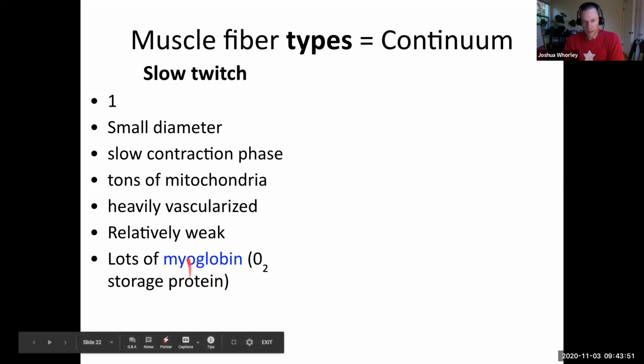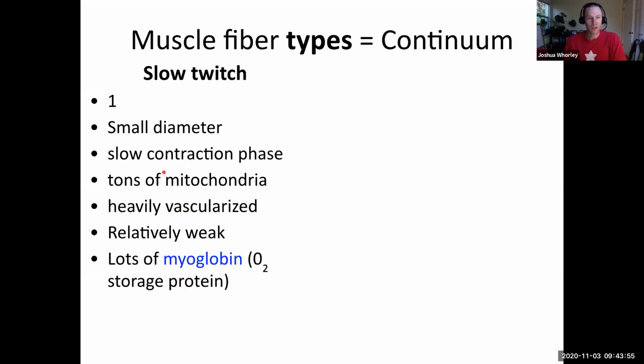So because of all of this, and something we'll talk about in a minute, the small diameter, the slow contraction phase, and it being relatively weak, that has to do with the mechanics of the actin and myosin during a twitch contraction. But the rest of this is all about how does this muscle make its energy primarily? In what way is it really good at making energy?